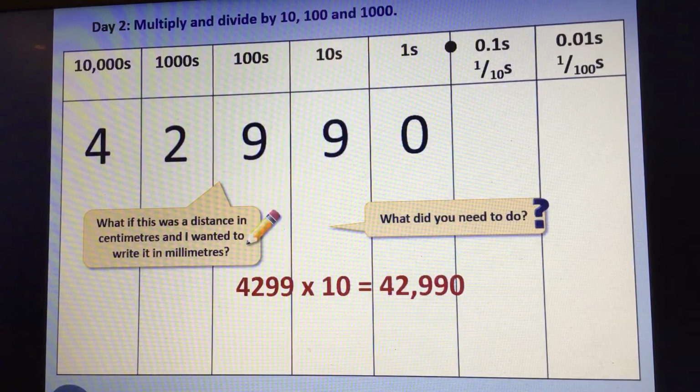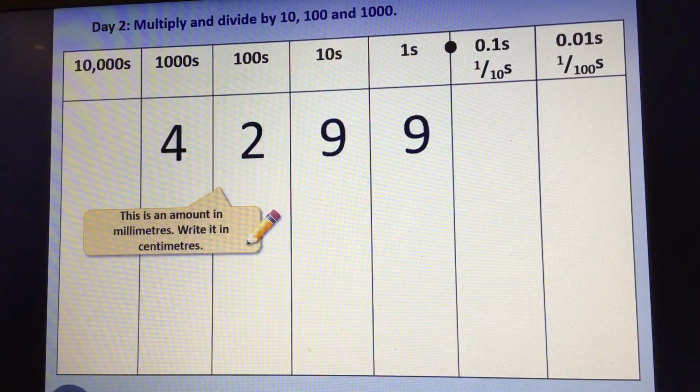Yeah, so we moved it 1 place to the left because we're only timesing by 10. So we end up with this number, 42,990. Alrighty. This is an amount of millimetres.